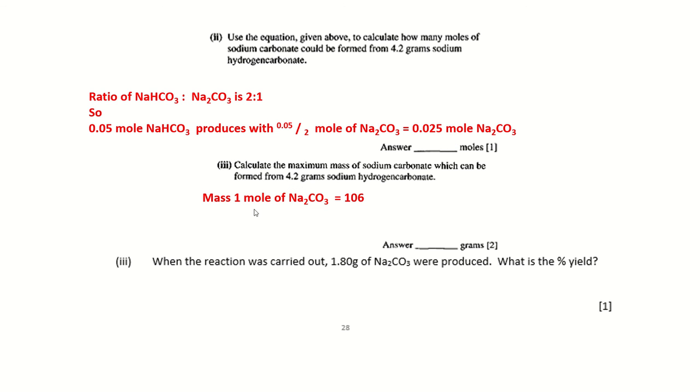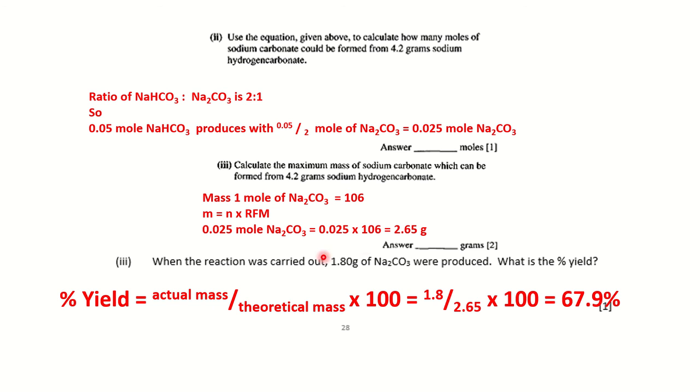And then the mass of it, well, 1 mole of sodium carbonate should be 106. So therefore, m equals n times RFM. So 0.025 times 106, 2.65 grams. And then when the reaction was carried out, 1.8. So we've actually got 1.8. Up here we'd worked out theoretically we should have gotten 2.65 grams. So percentage yield: actual mass 1.8 over theoretical 2.65 times 100, 67.9%.